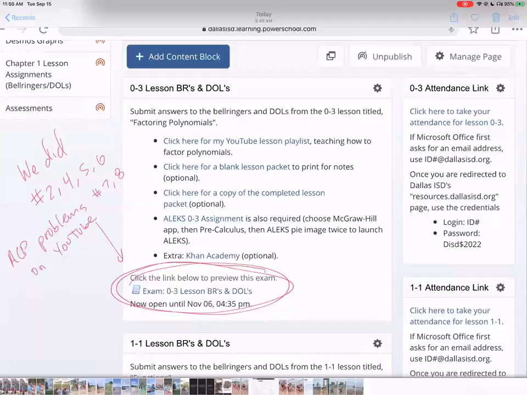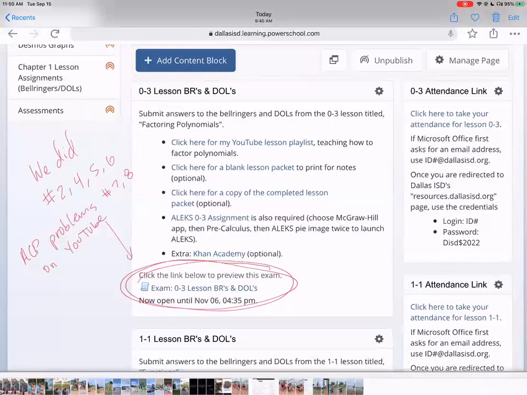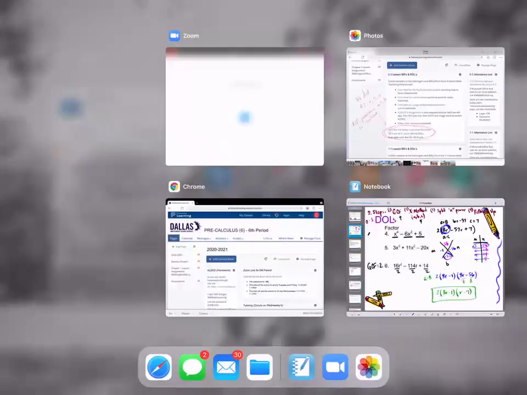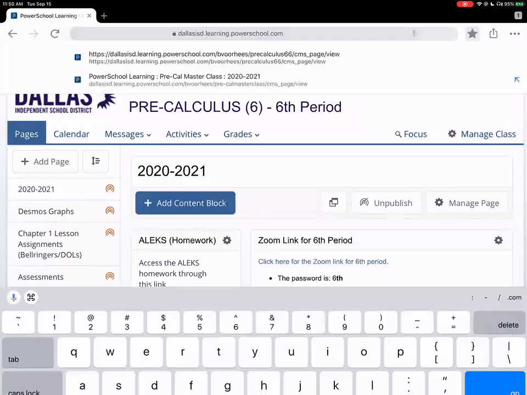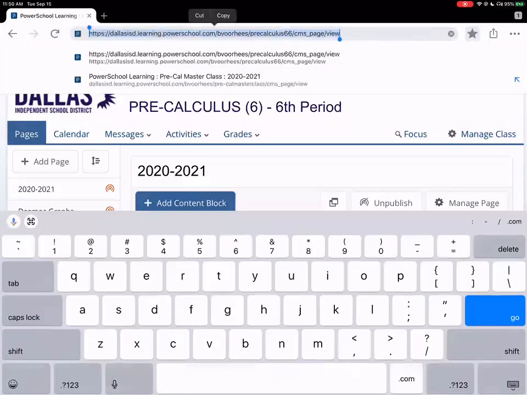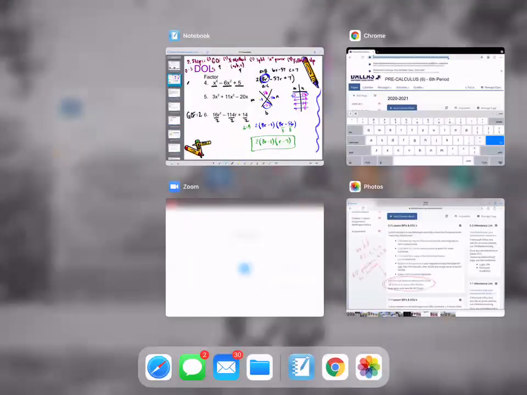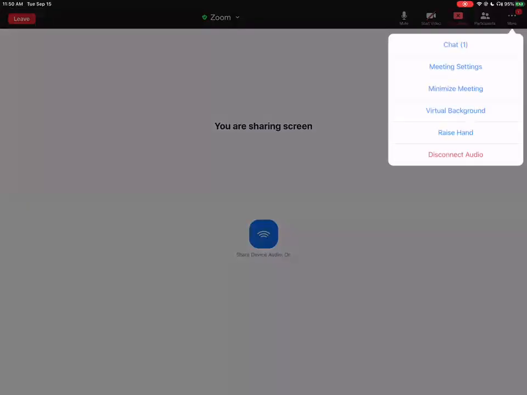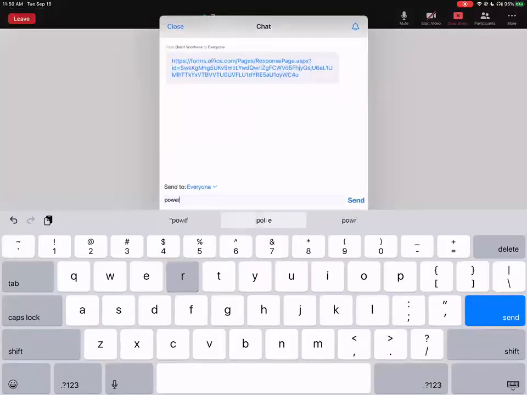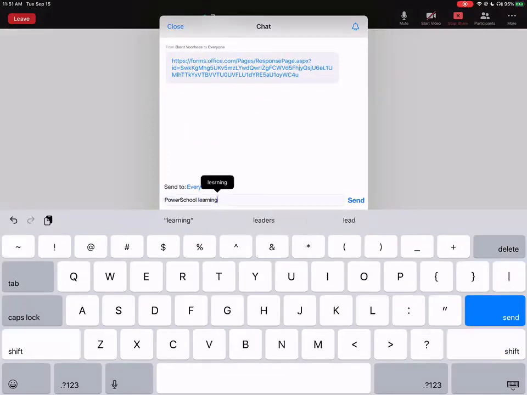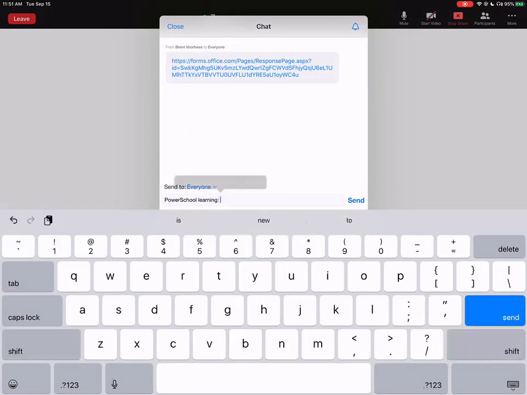If you go to this site, Power School Learning, which we should have bookmarked last class, and if you did not, I'll copy this and I'll put it in the chat right now. Power School Learning. You need to make sure you bookmark this site because this is what we're going to use all year.